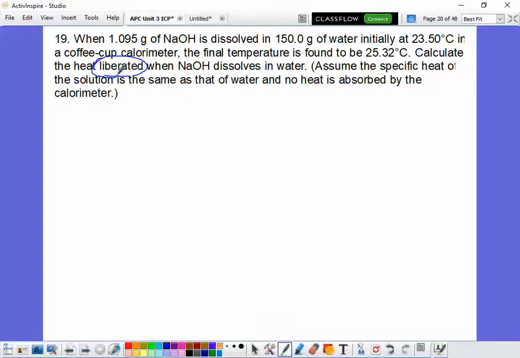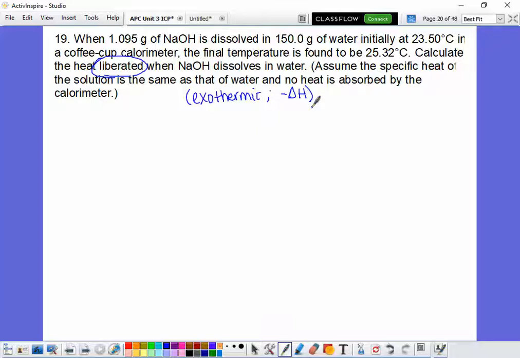Okay? So how can you describe sodium hydroxide dissolving in water? It's exothermic. So its delta H should be negative. Okay? Let's write that down. I can write exothermic, negative delta H. When we do our calculations, we're going to get a positive Q, but I'll explain why in just a little bit. Okay? So, let's just start off.